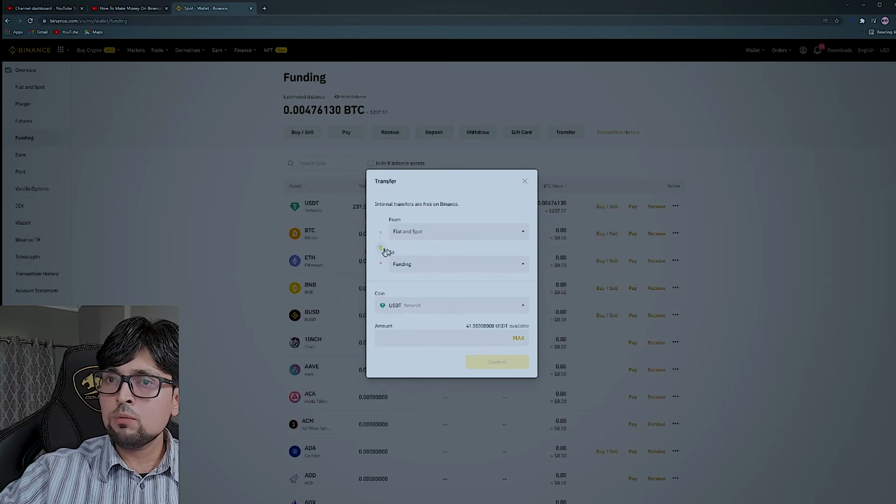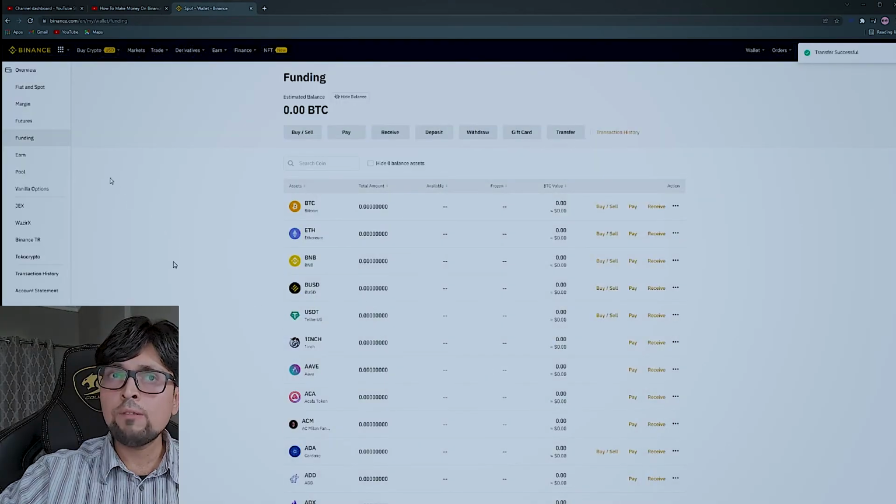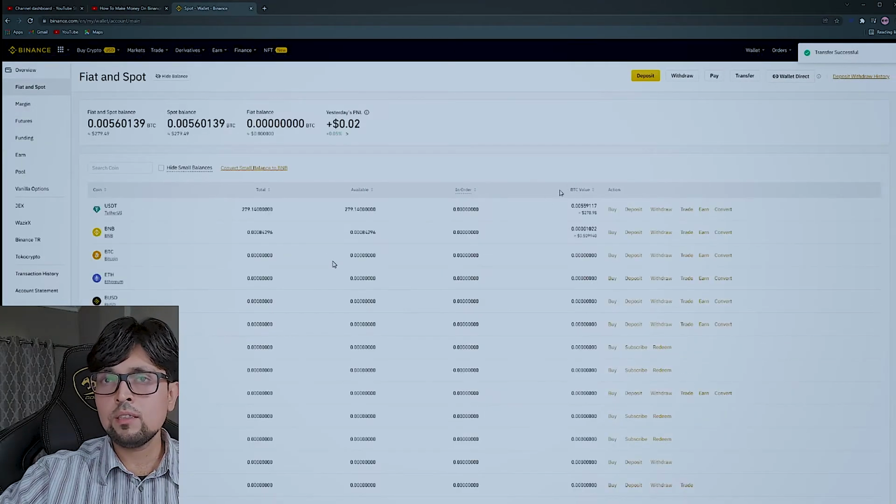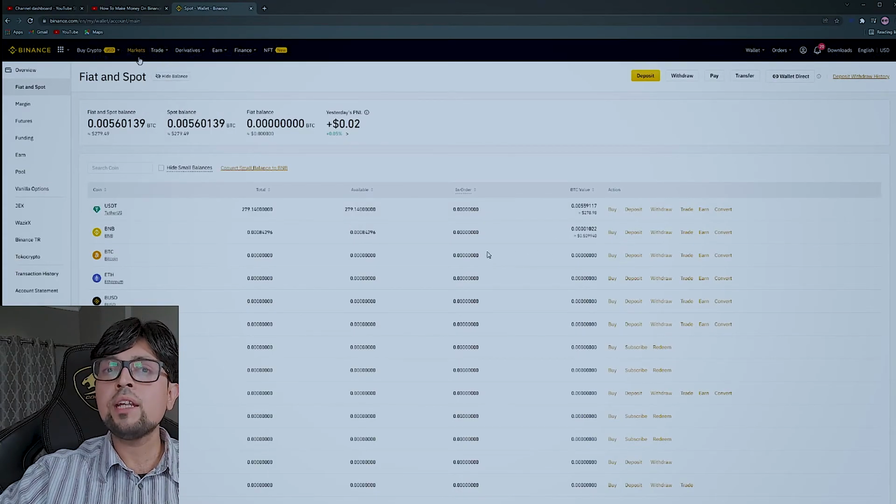I will just choose this middle button, because from funding wallet to Fiat and Spot maximum, and click on confirm. Now I will go to my Fiat and Spot wallet and check that the funds are available here. Now I can do trading with USDT.